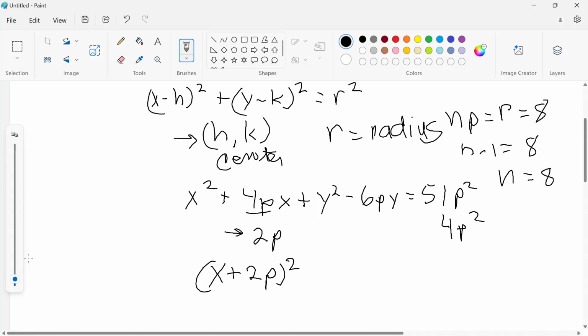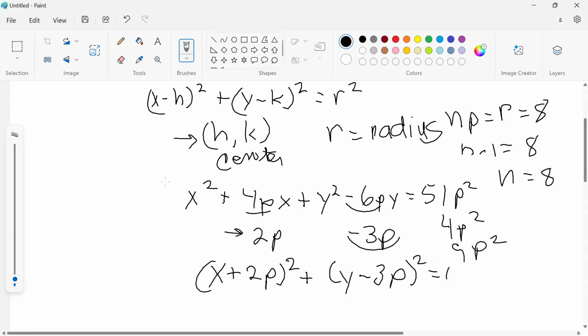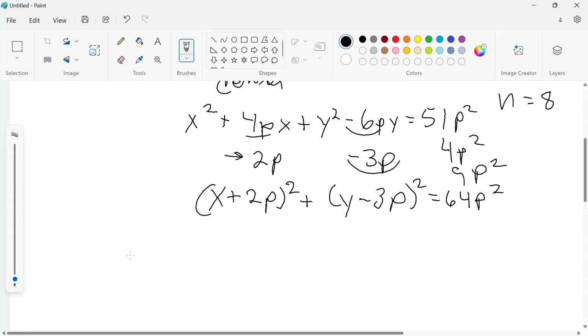Then I take half of what's in front of the y, just the y, not the squared y, negative 3p, and I write y minus 3p squared. And then I square this. Negative 3p times negative 3p is 9p squared. That goes on the other side. And somehow I do this every time. 51 plus 9 is 60, plus 4 is 64, equals 64p squared. I didn't leave enough room here to write the rest of that equation. That's what I do every time.